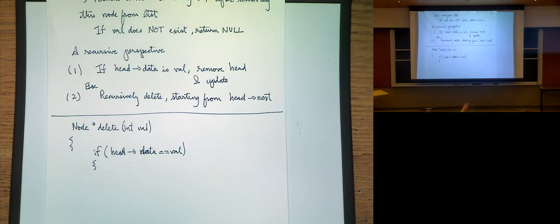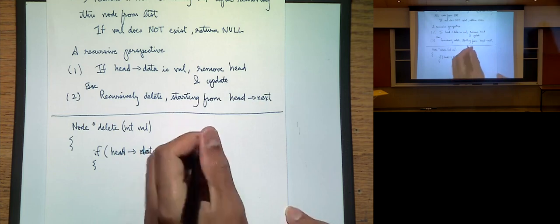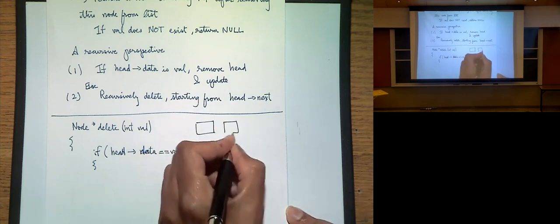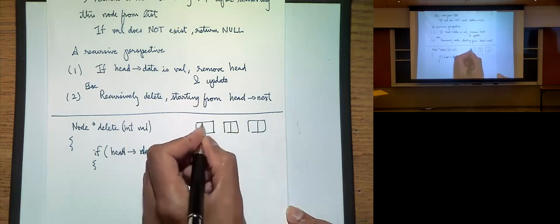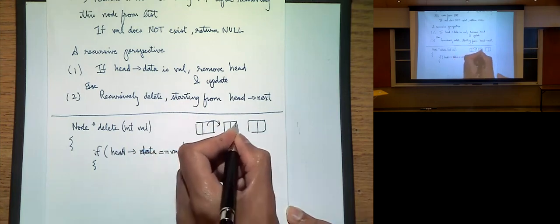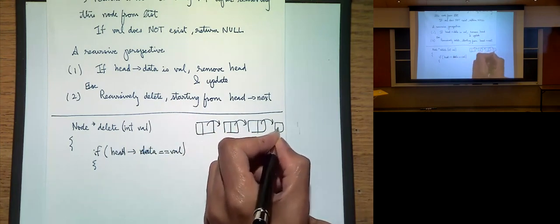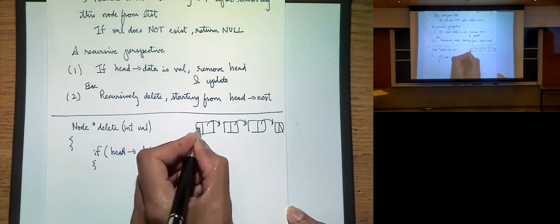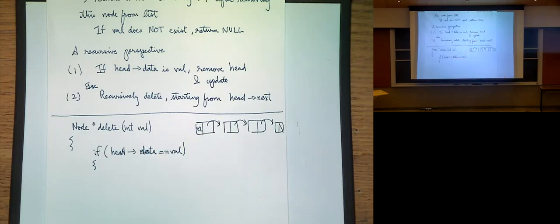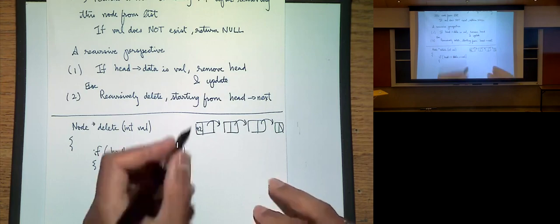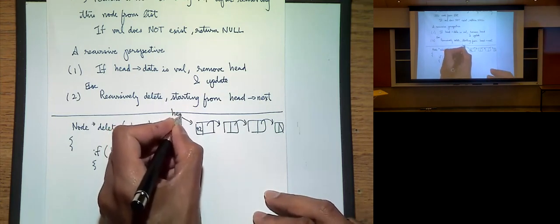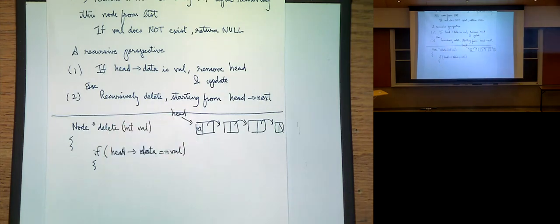You write the code and you make mistakes. Yeah, go on. Let me draw some pictures. Okay, so here is our favorite number 42, which we want to delete. And so head is pointing there.